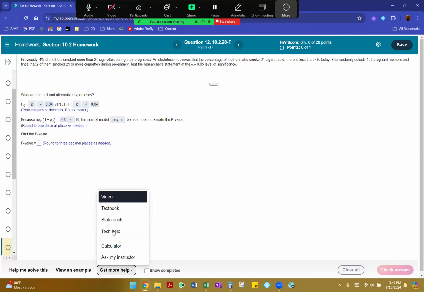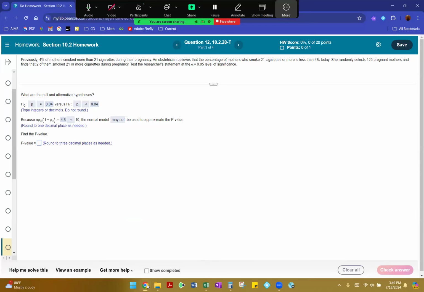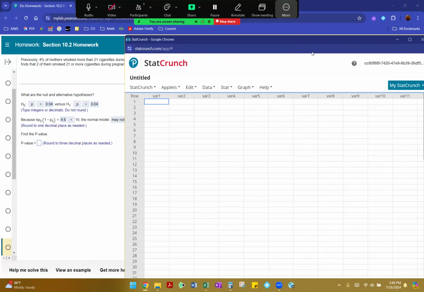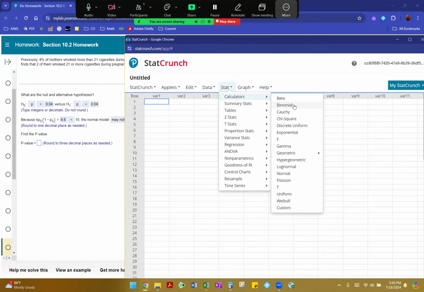What I would recommend for this one is to go under StatCrunch and use that to do your calculations. You can see in your problem, you can just go under Get More Help and click on StatCrunch, but I've already opened it for us. So let's go ahead and take a look at this. You will actually be going under the Stat menu option, go under Calculators and click on Binomial, because remember, as I said, since we cannot use normal, we will be using the binomial distribution.